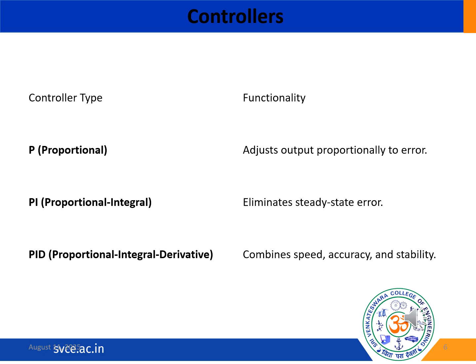So the first controller type we have is P, which represents proportional. It adjusts output proportionally to error. So that's the functionality of this particular controller. And the second type of controller we call PI, that is proportional integral. It eliminates steady state error. And the next type we call PID, proportional integral derivative. The functionality of PID is that it combines speed, accuracy, and stability.